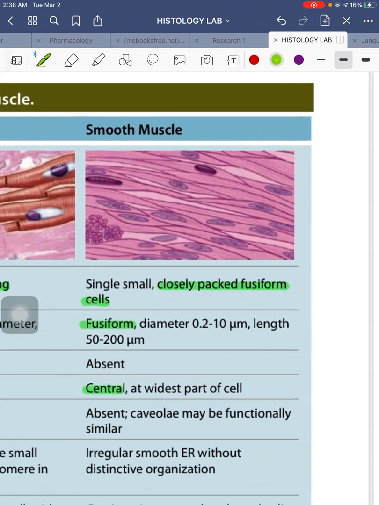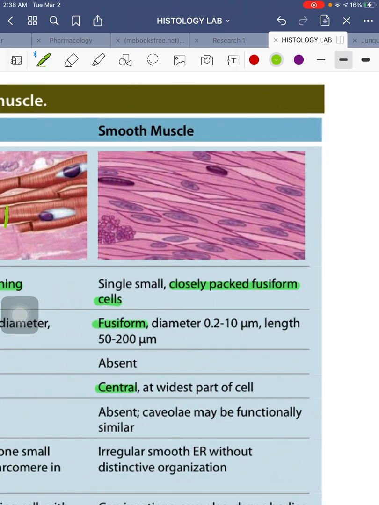Your smooth muscle are single, small, very, for me, uniform and fusiform. Fusiform means that it's widened in the central area and then it tapers out in the end. Okay, so it's similar now to a lemon shape, wide in the center and tapers out in both ends. That's what fusiform means.